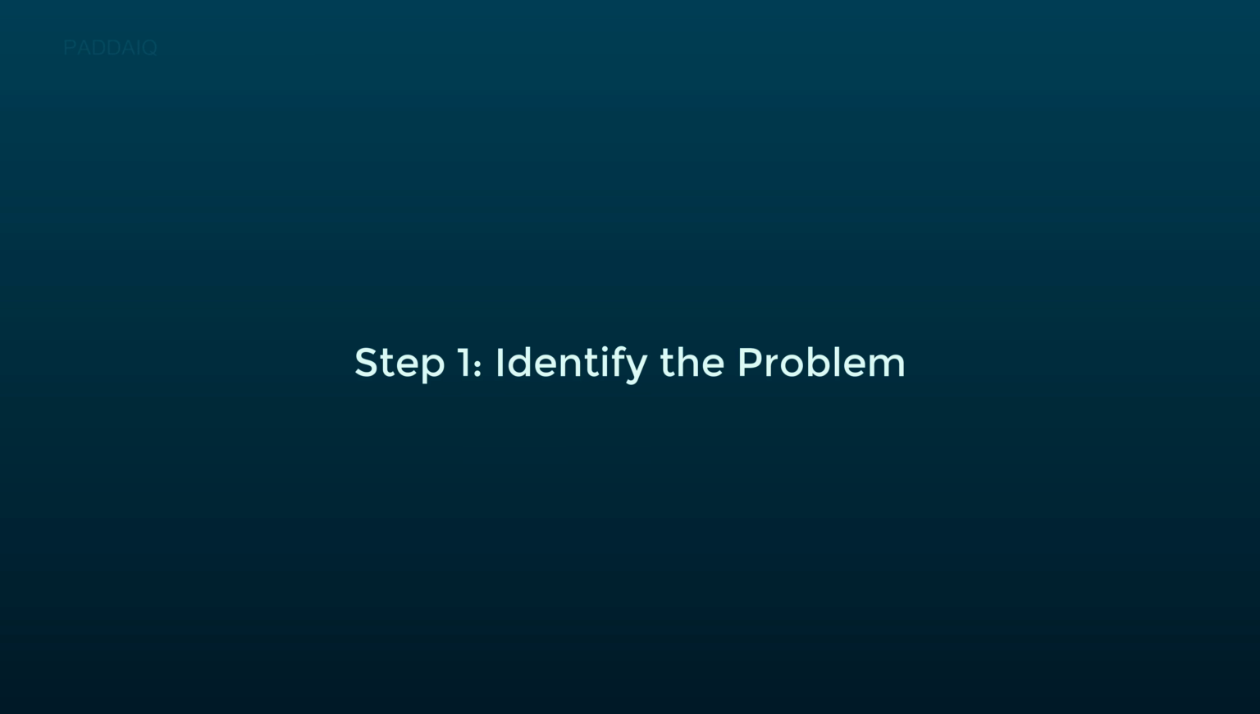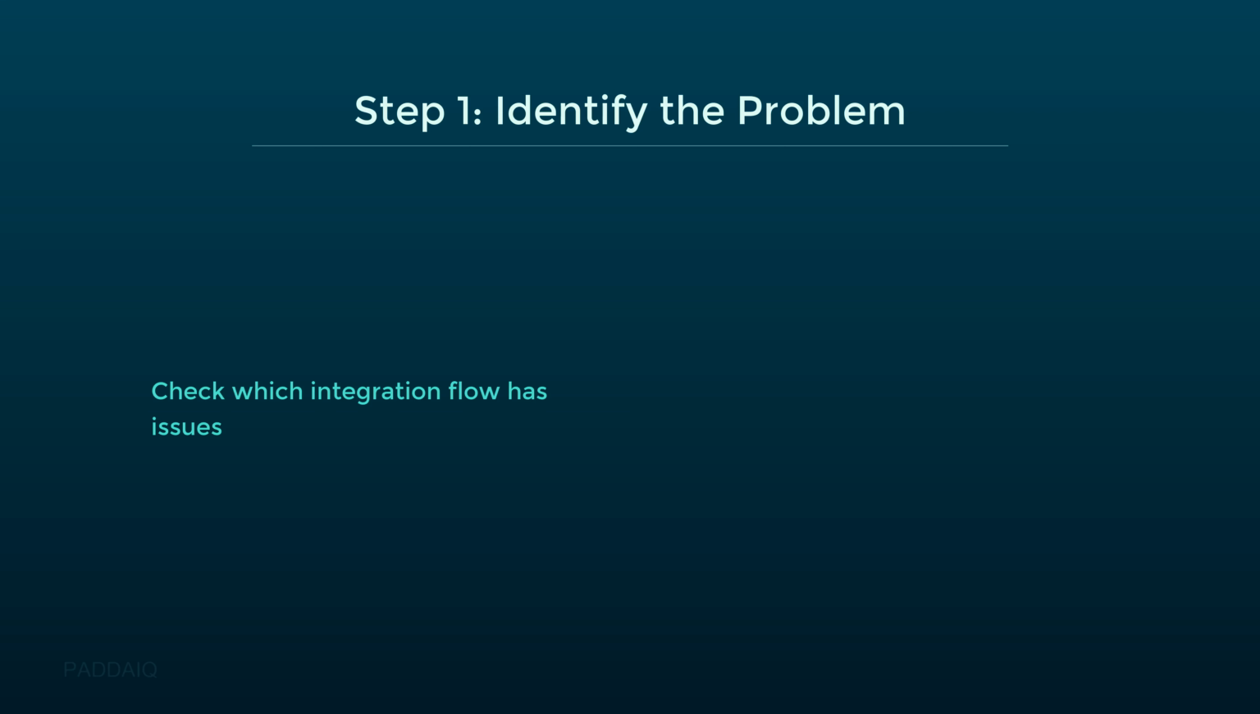Step 1. Identify the problem. Check which integration flow has issues. This means locating the specific data exchange process that's failing in your SAP BTP integration suite. For example, if customer orders aren't reaching your ERP, you would investigate the order-to-cash flow. Pinpointing the exact flow is the essential first step toward a resolution.